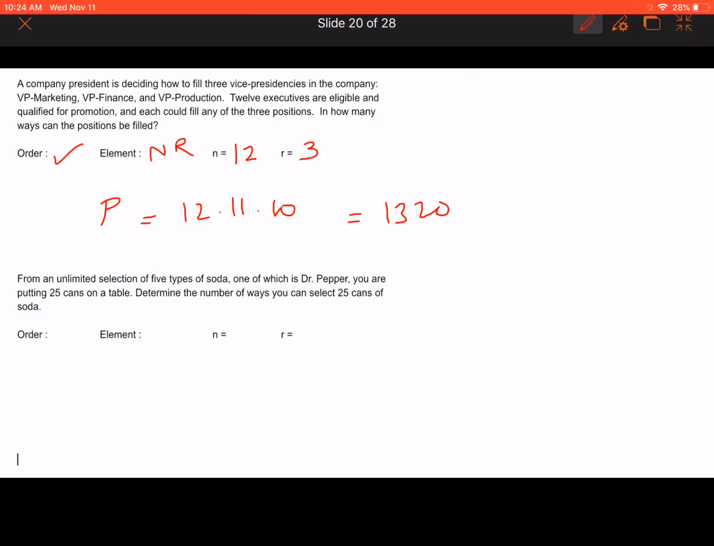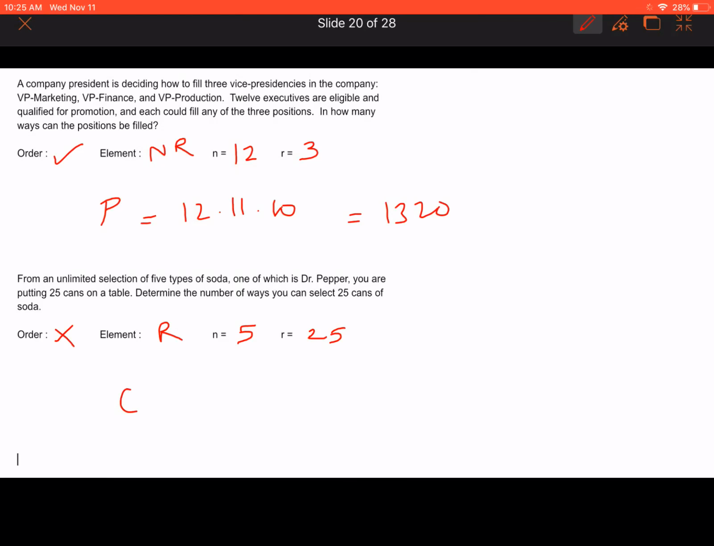From an unlimited selection of 5 types of soda, one of which is Dr Pepper, you are putting 25 cans on a table. Determine the number of ways you can select 25 cans of soda. So we are having 5 types of soda, and we are going to pick 25 cans out of the 5 types. Okay, so the number of elements that we are choosing is more, and ultimately it shows that it is going to be a repetitive element. And which type of soda you pick first or second doesn't matter, so the order doesn't matter.